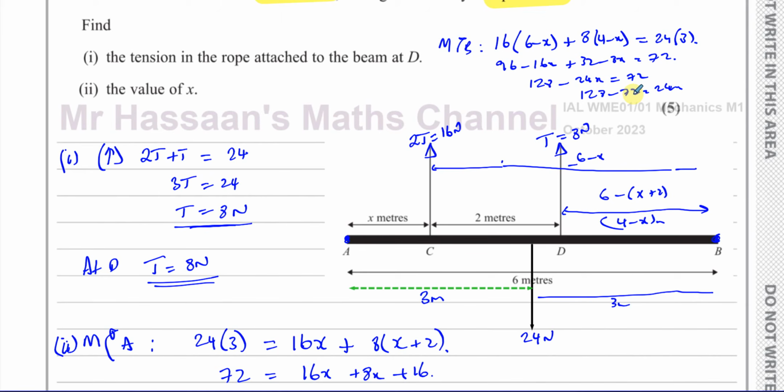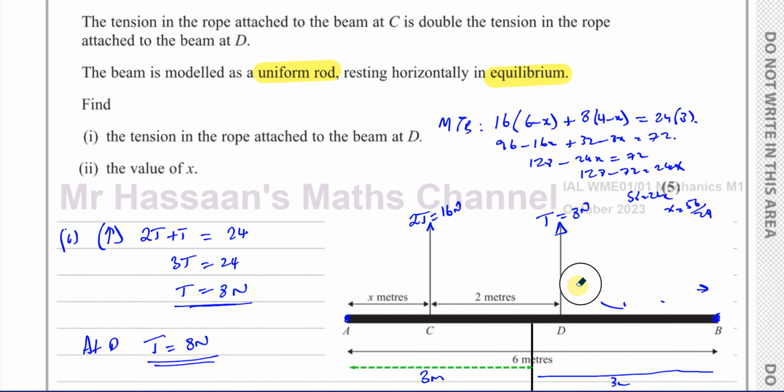Okay, so I can say that this distance would be 3 minus x, and this distance here would be, from there to there is 2 plus x, or x plus 2, and from here to here is 3. So it's x plus 2 minus 3, which is going to be x minus 1. So that distance is going to be x minus 1, from here to there.